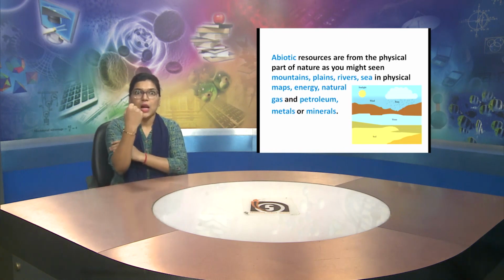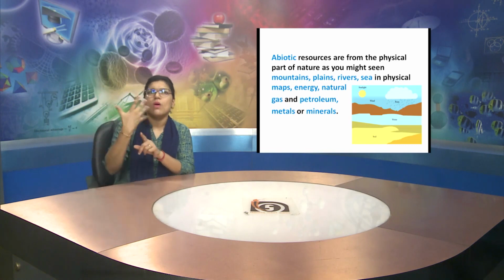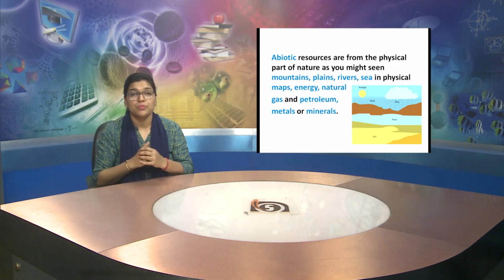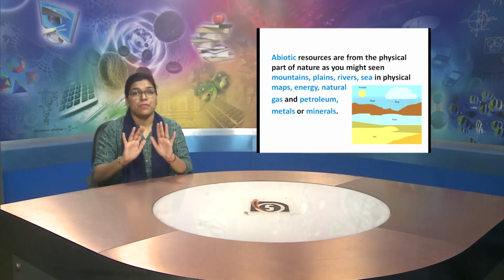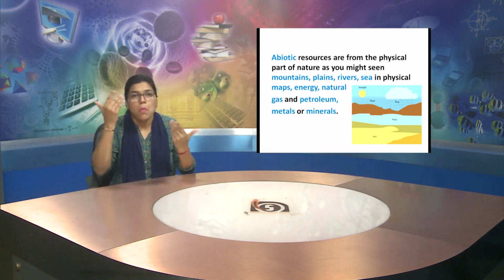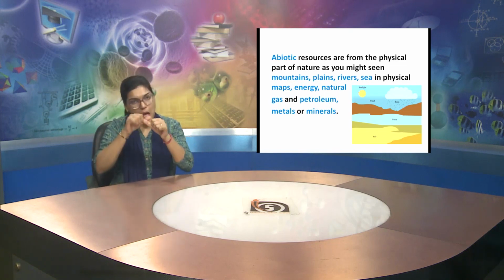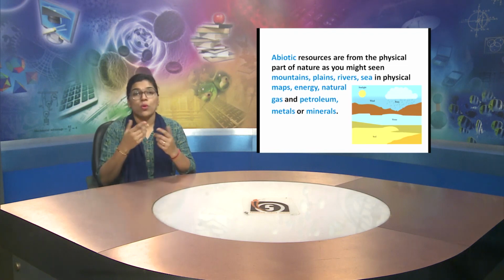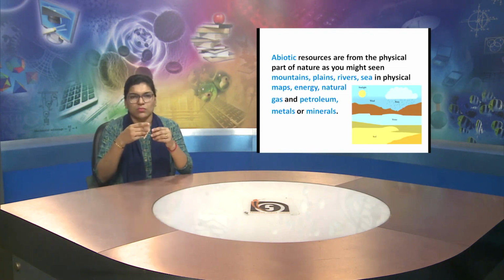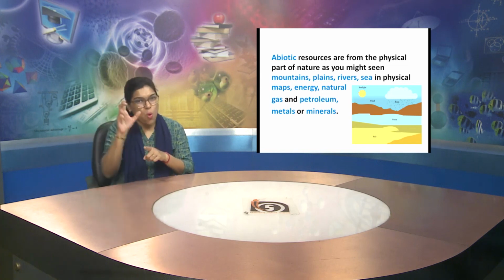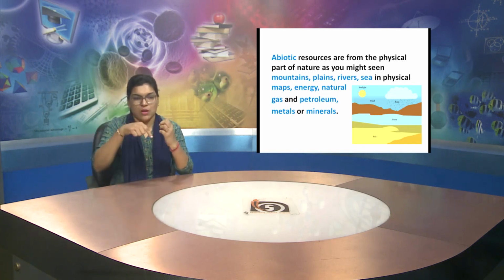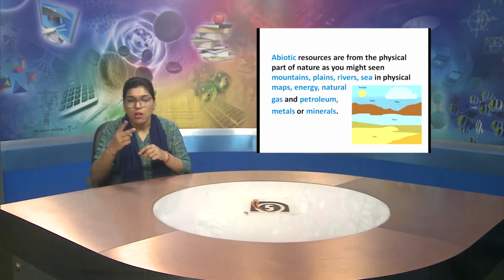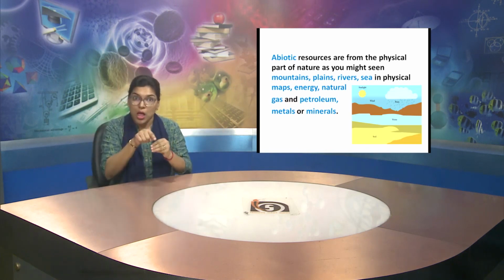There is a map, and the sunlight is very strong, which is coming on the earth, and also the gas is available. As we cannot see the gas or the air, and the petrol, the soil, the metals, all these are the physical things which we can see and we can touch. So these are all abiotic resources.